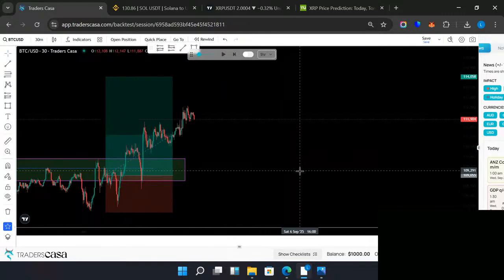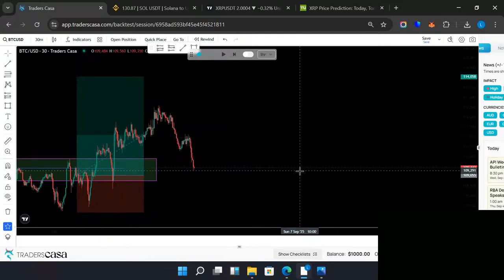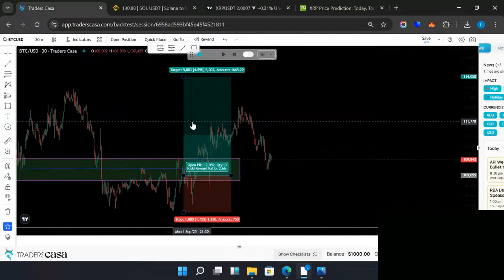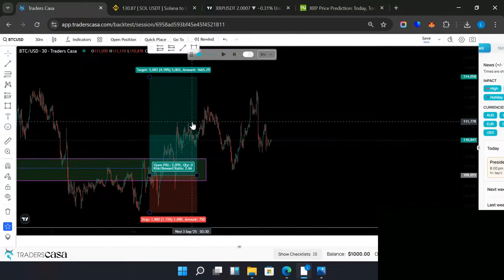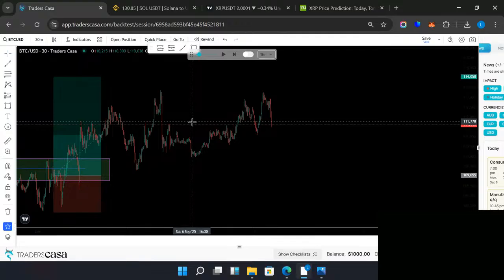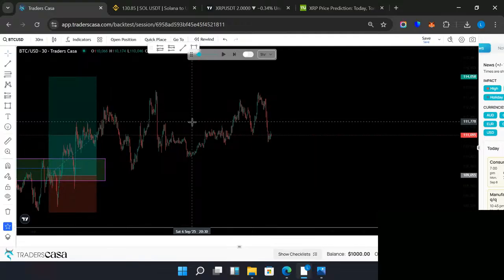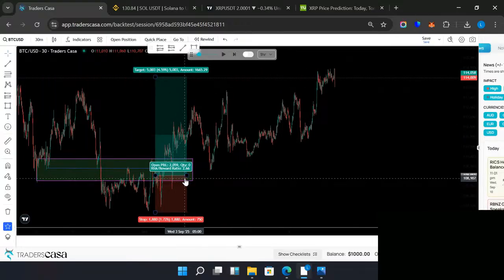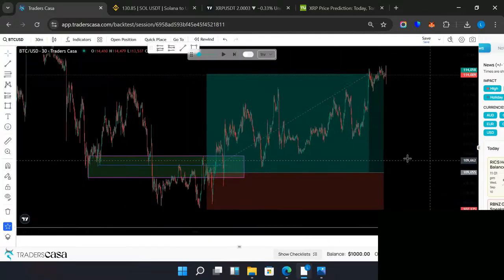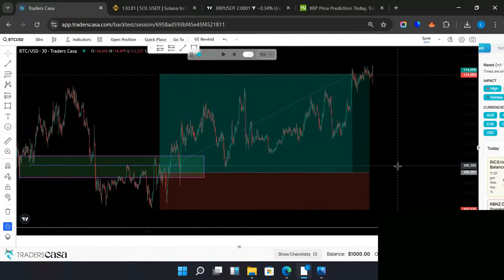Now you wait. I don't know if I marked the correct buy side liquidity. It should be around here something, yeah. No, I think we were correct essentially. It's lagging a lot, guys. Yep, we hit our target. See that? That is 1:2.7.